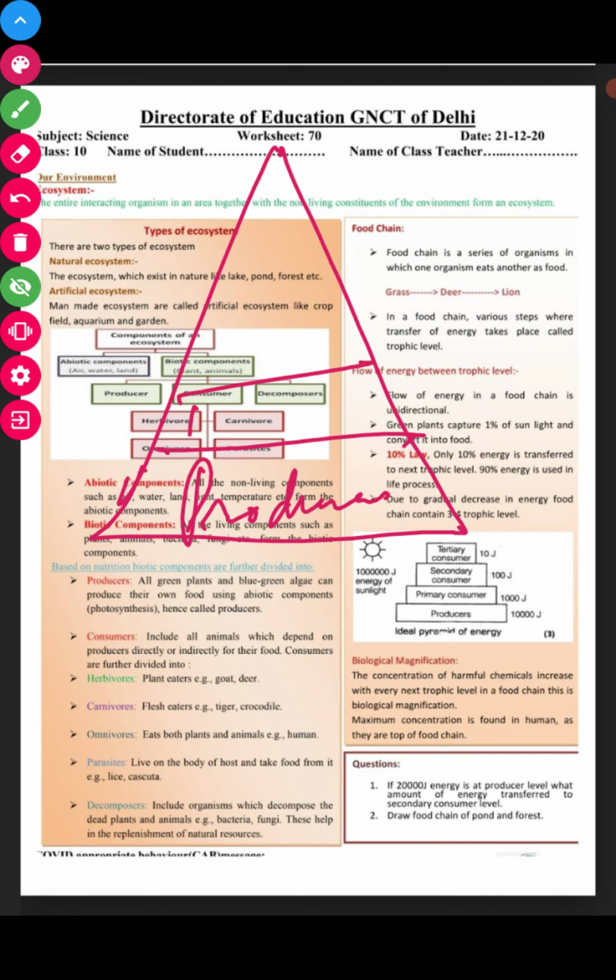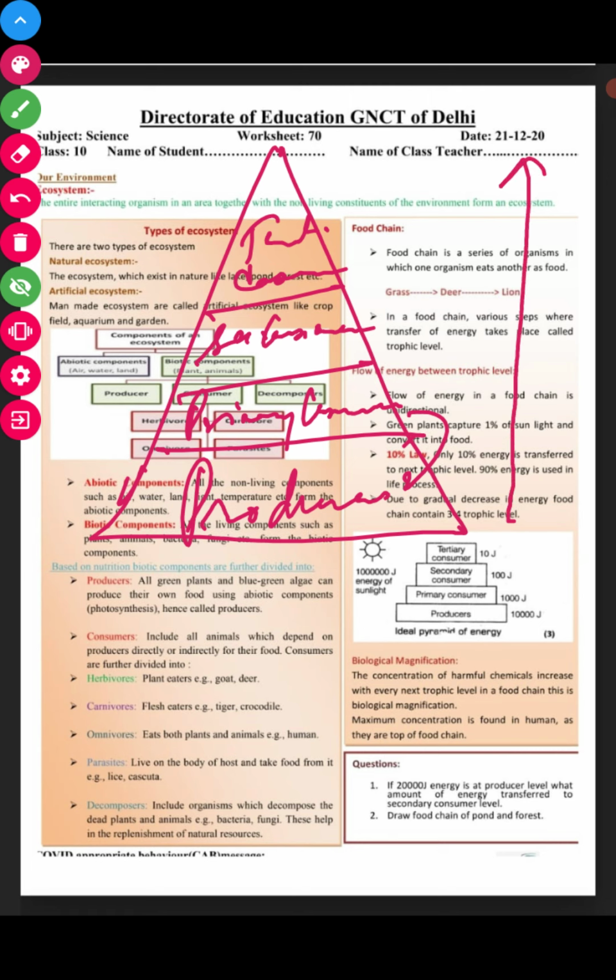In this we have primary consumers, those organisms which eat plants only. Secondary, we have carnivorous consumers. And here we have tertiary consumers. This is called the pyramid of energy, and the flow of energy takes place like this. It is unidirectional, it is never reverse.